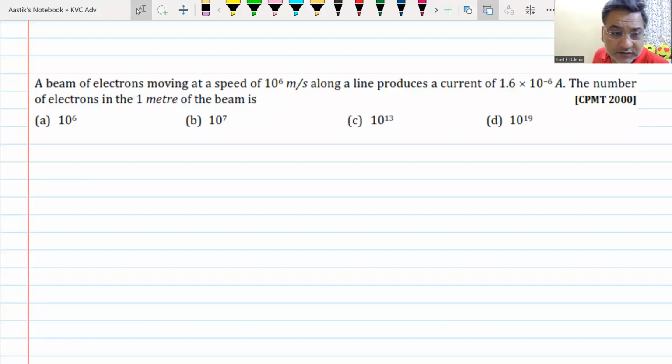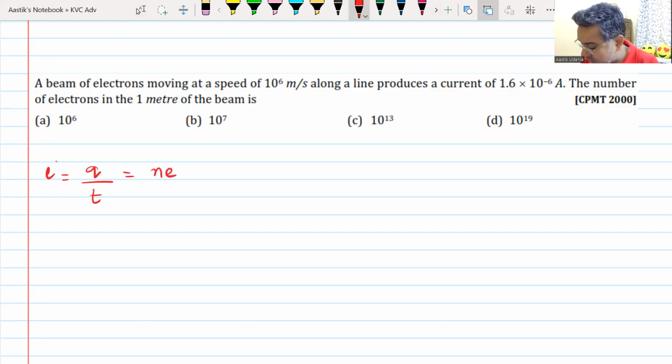So how are we supposed to do this? Current is total charge divided by total time. It's a beam of electrons, so N into e divided by total time. Now total time can be written as x divided by v, where v is the velocity. Now we have to find the number of electrons in 1 meter, so your x becomes 1 meter. Do you understand this? Yes, sir. That is your answer, my dear friends.